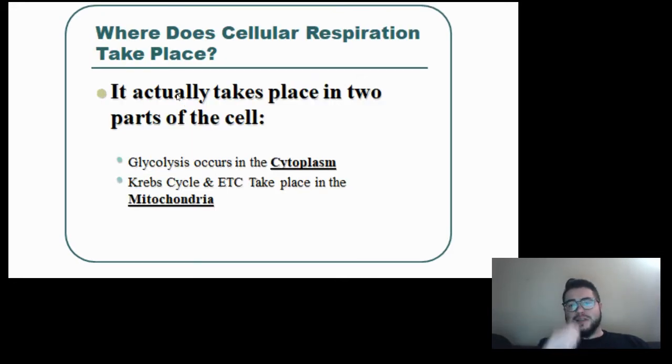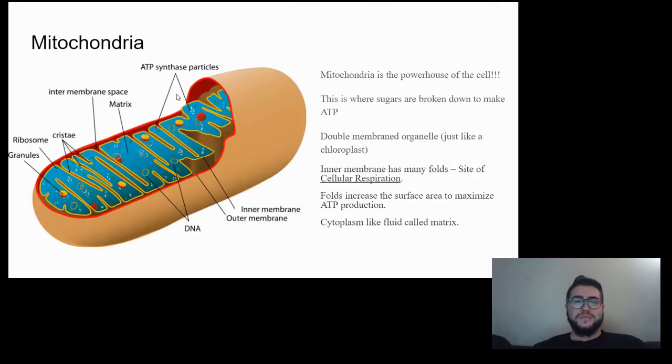So cellular respiration takes place in two different parts of the cell. The first step, glycolysis, occurs in the cytoplasm of the cell, while the Krebs cycle and the electron transport chain take place in the mitochondria. So here's what the mitochondria looks like. You've all probably heard before, mitochondria is the powerhouse of the cell. That's because this is where all of the ATP is made inside of your cells, right?